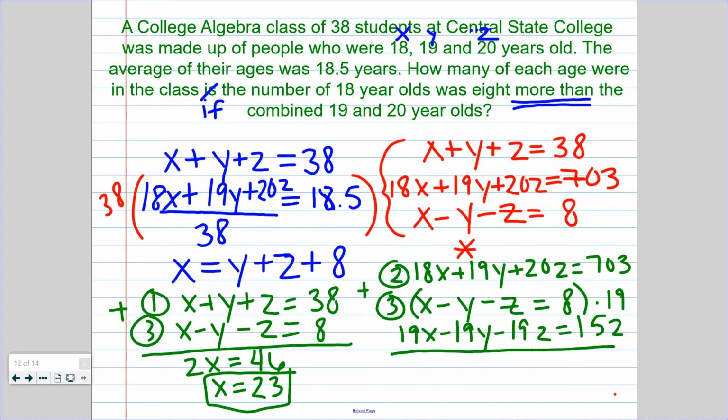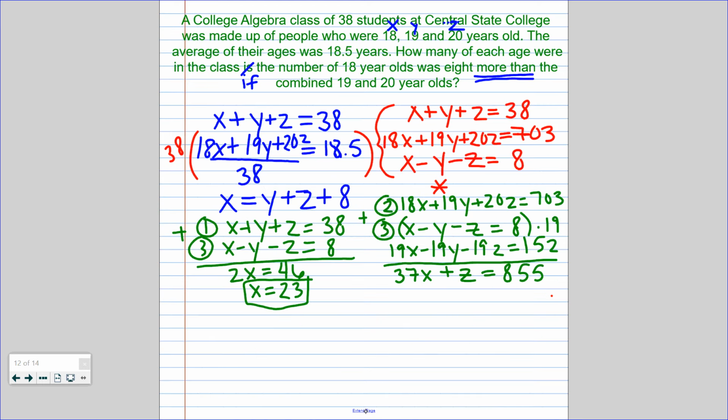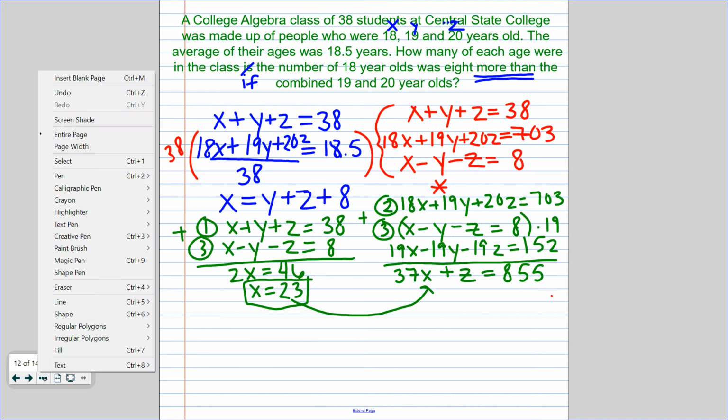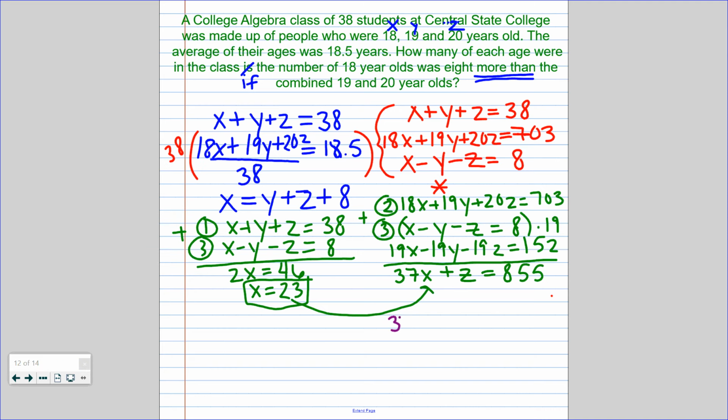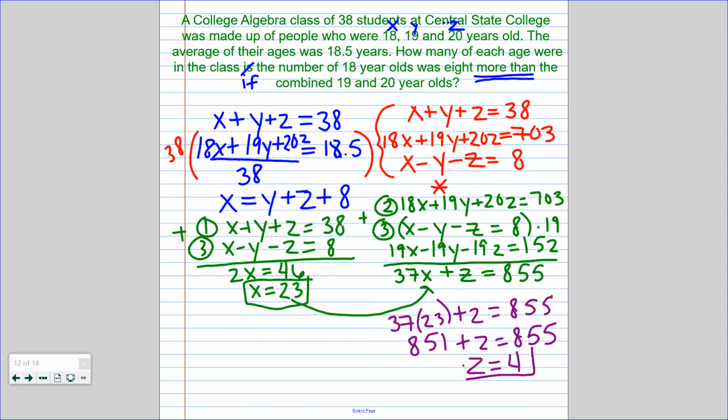Add my equations together. I'm going to have a 37x. My y's cancel. I'll have a z left. And then I have 703 plus 152 on the other side, which is going to give me 855. At this point now, I can take that 23 that I knew and plug it into that second equation. So 37 times 23 plus z equals 855. 37 times 23 is going to give me 851 plus z equals 855. Subtract my 851 over, I'm going to get z is 4.